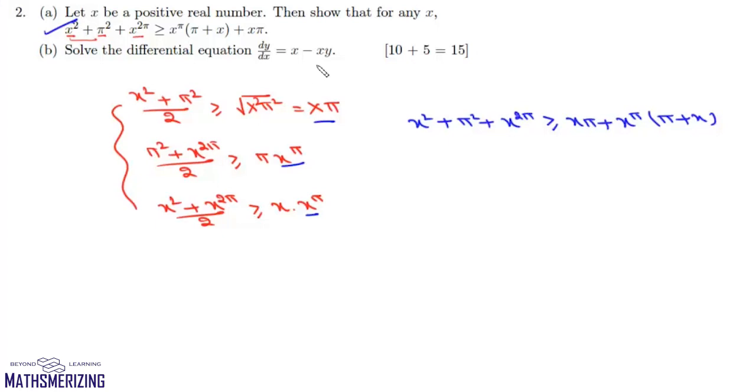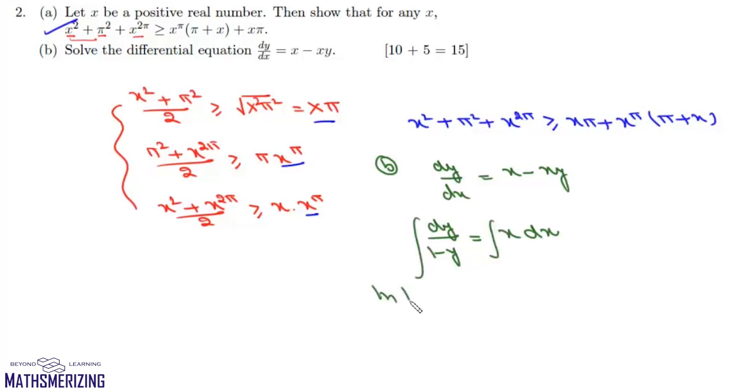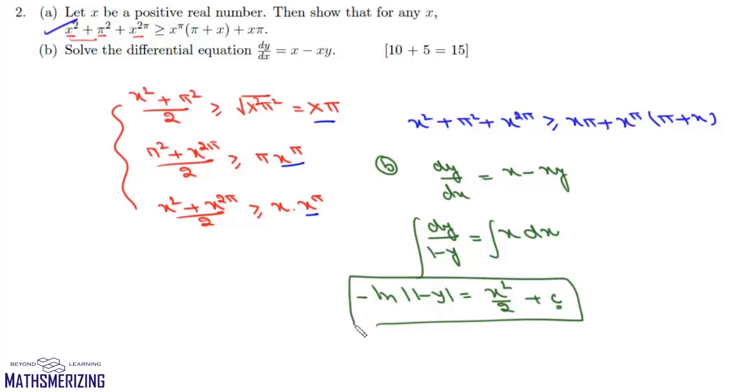Now the second part is, solve this differential equation. So we are given this differential equation, which is dy by dx equal to x minus xy. Now we can write this as dy upon 1 minus y, and it will be equal to x dx. So we have done simple variable separation. Now we integrate this function. We can write this as minus log mod 1 minus y equals x square by 2 plus c. And this is the answer to this question.